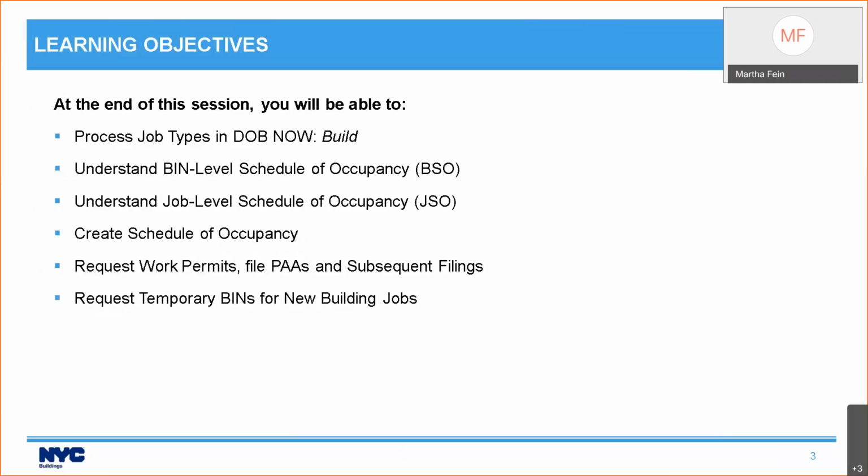By the end of the session, you'll be able to process job types in DOB Now Build. You'll be able to understand the difference between a bin level schedule of occupancy and a job level schedule of occupancy. You'll be able to create a schedule of occupancy. You'll be able to request work permits, file PAAs, and subsequent filings on the new job types. And you will be able to request temporary bins for new building jobs.